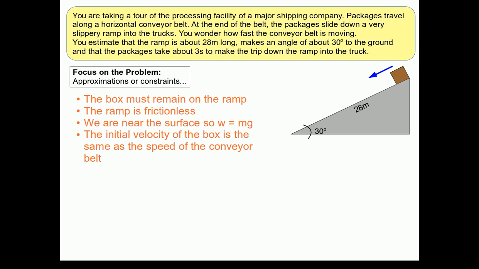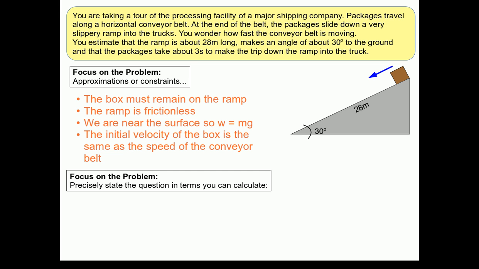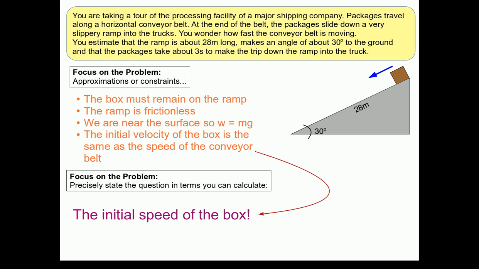Finally, we're going to assume that the initial velocity of the box at the top of the ramp is the same as the speed of the conveyor belt. This last constraint will help us precisely state the question in terms of things we can calculate. We can calculate the speed of the box at the top of the ramp, and since this is the same as the speed of the conveyor belt, which we're interested in, all we need to calculate is the initial speed of the box at the top of the ramp.